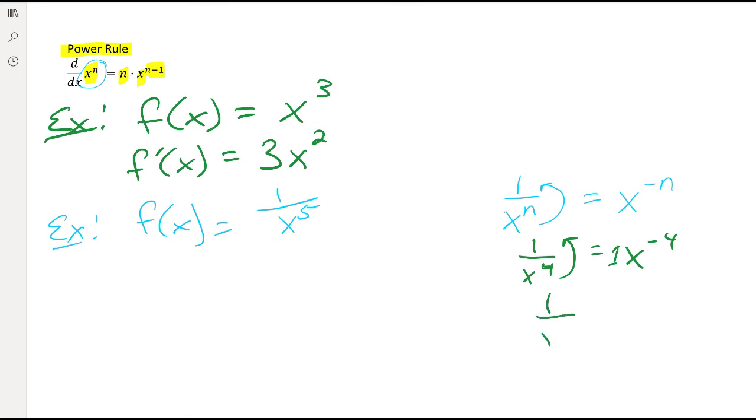Also, if we have 1 over x to the negative 3 power, let's say I want to rewrite that as x to a single power, it's going to be x to the positive 3 power. So I'm taking the opposite of the power because I'm moving it to an opposite location.